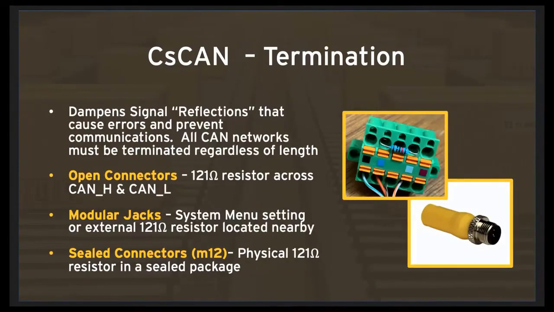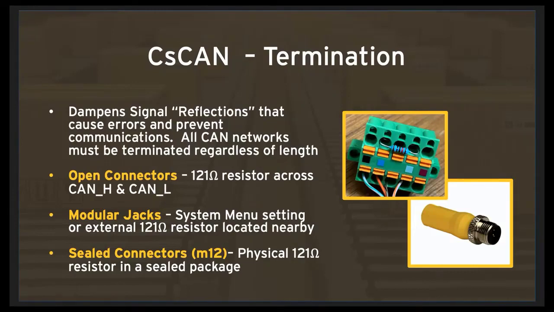All right, next let's talk about termination. I kind of hinted at this before. So what is termination? Anytime you have a daisy chain style network such as CAN or RS-485, you have the potential for reflections of the signal bouncing around on the network that can cause errors and prevent good communications. All CAN networks must be terminated regardless of length.